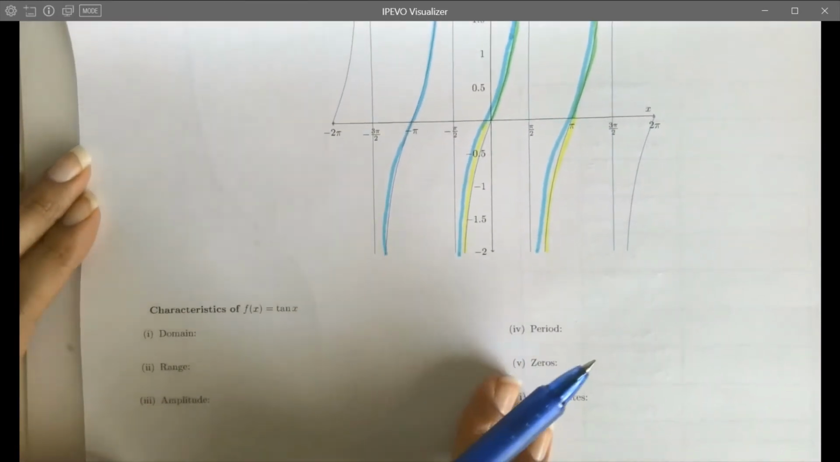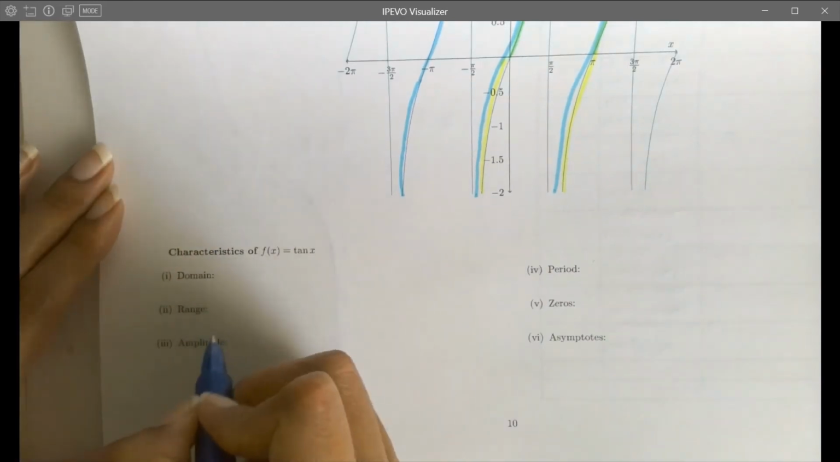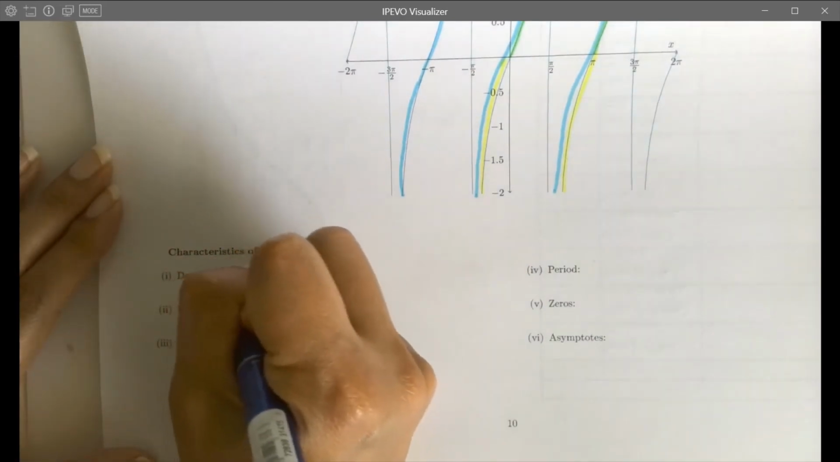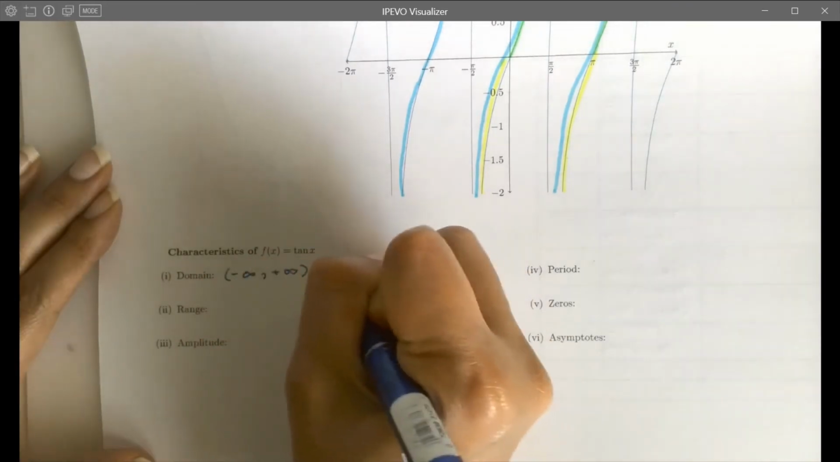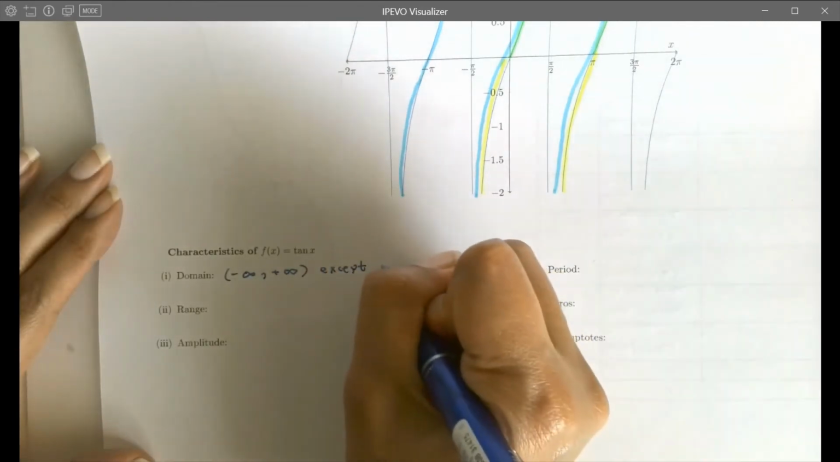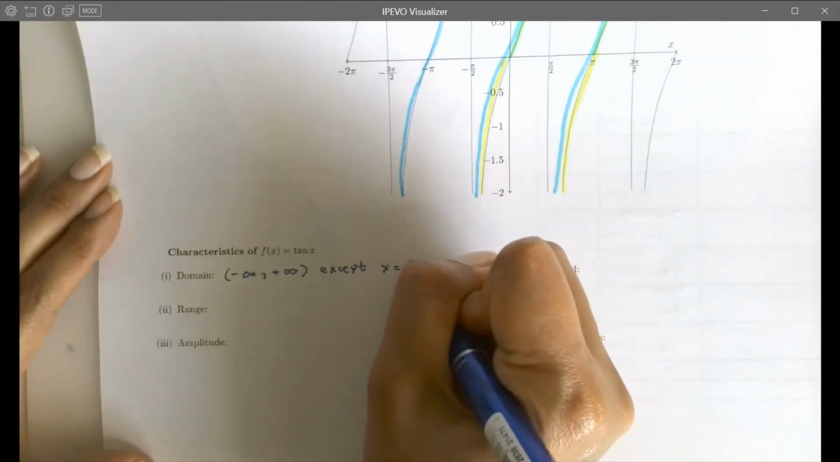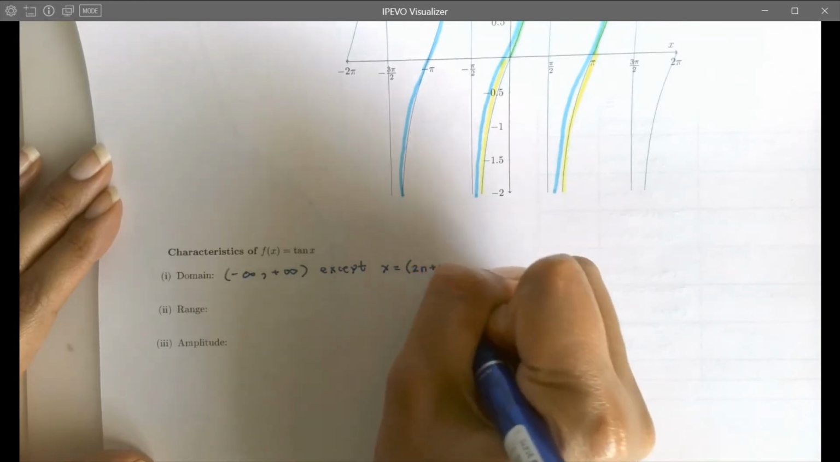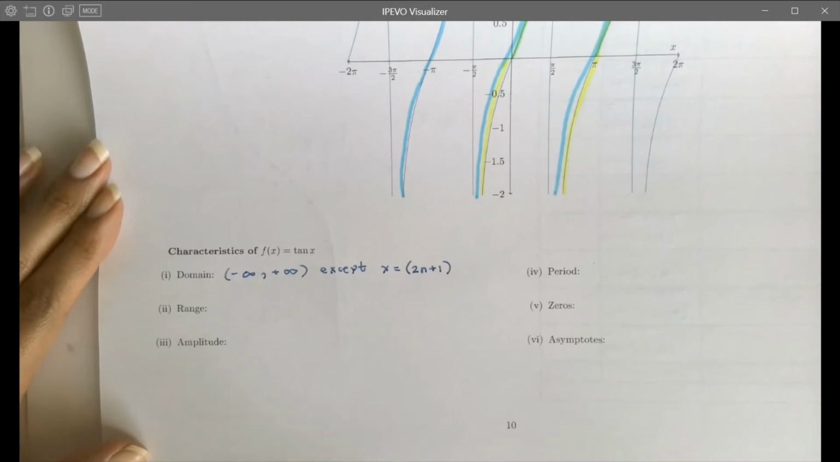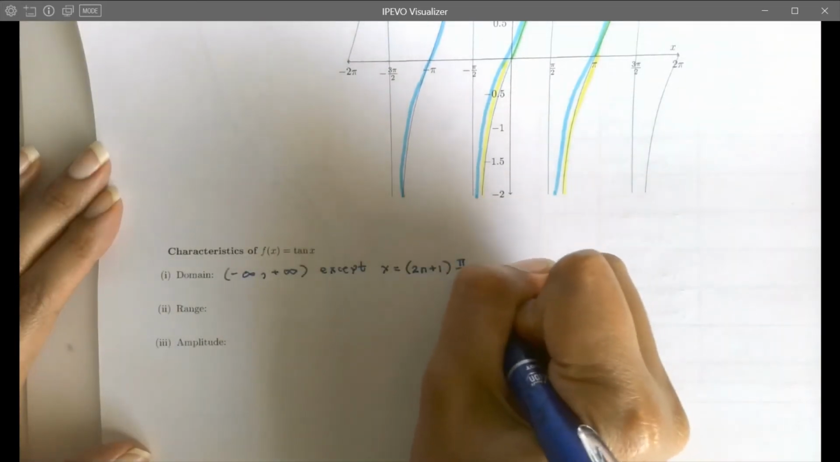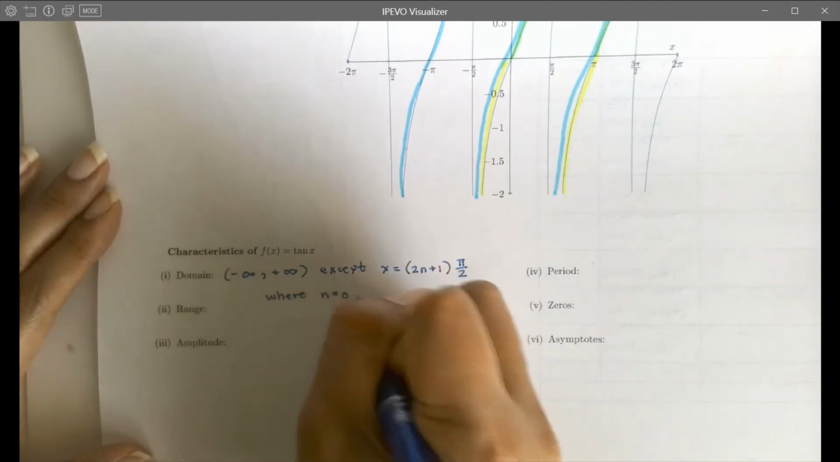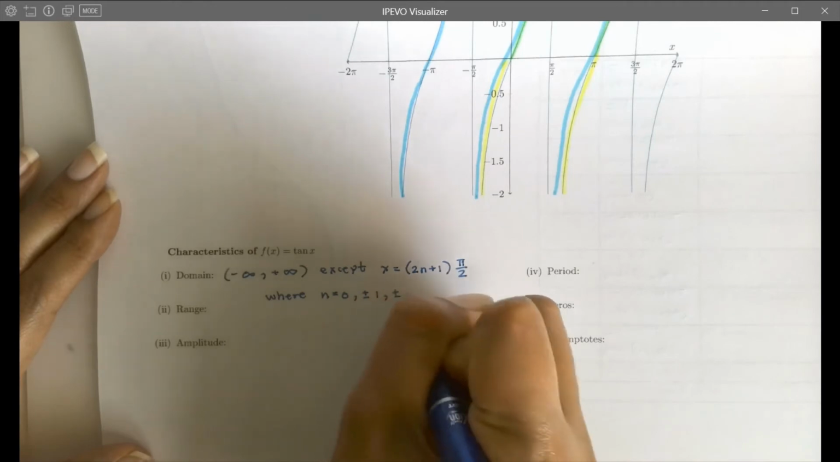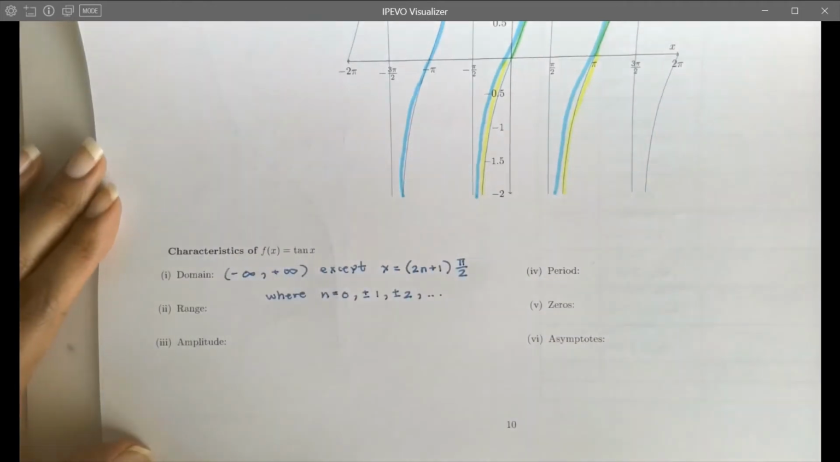So what we can write here is the domain is all real numbers, from negative infinity to positive infinity, except the places where x is equal to an odd multiple of pi over 2. And if you remember, an odd number can be represented with 2n plus 1, times pi over 2, where n is representing any integer: 0, plus or minus 1, plus or minus 2, and so on and so forth. And so that's for the domain.